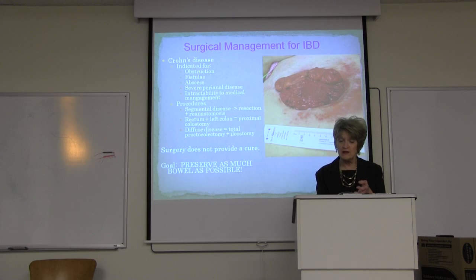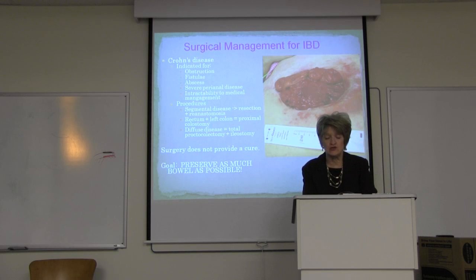The number one indication is intractability. They have no quality of life. You can't get them off their meds. You have to take them to surgery, take out that very inflamed section of bowel so this person gets to live their lives. Okay? Certainly if they become obstructed, and patients with Crohn's disease can become obstructed if they have recurrent inflammation in the same area of the bowel, because scar formation is transmural. Fistulas, of course, might require surgical repair, severe perirectal disease.